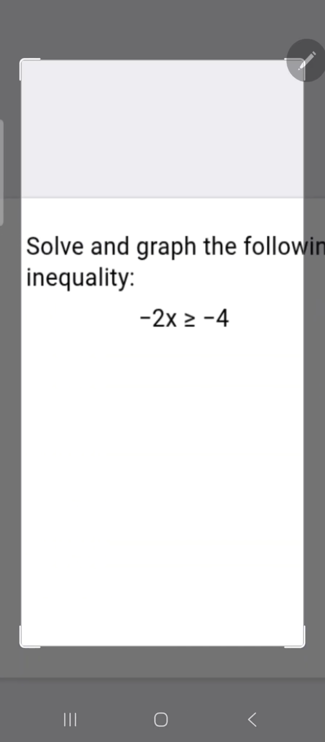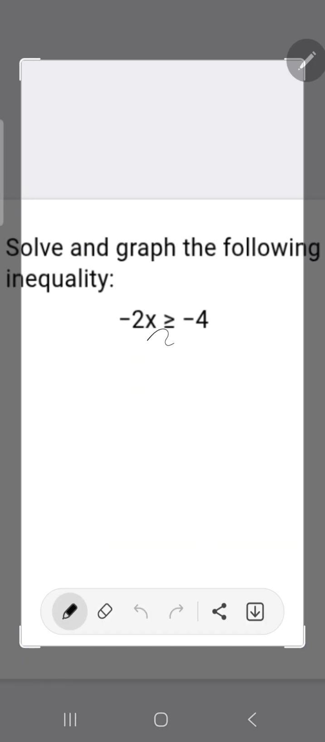For this next part, anytime you multiply or divide by a negative number, you need to flip the inequality symbol. In this problem, the number that I'm dividing by is negative 2 on both sides. That'll cancel the negative 2. You get x. Negative 4 divided by negative 2 is 2. However, it's very important to understand that when you divide or multiply by a negative number, you flip that symbol around.